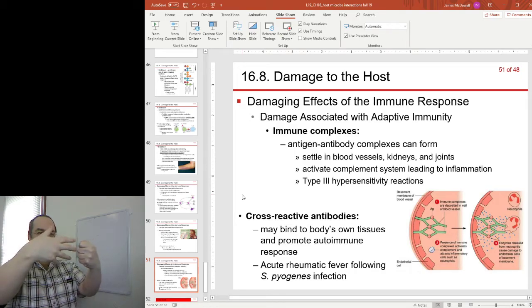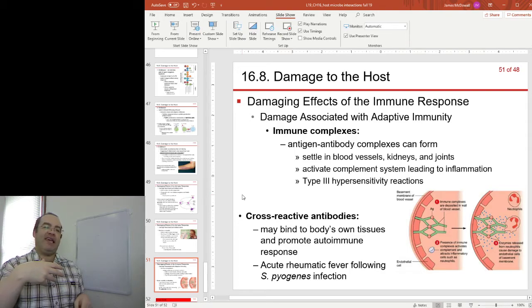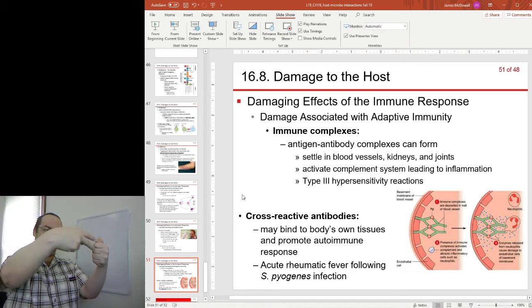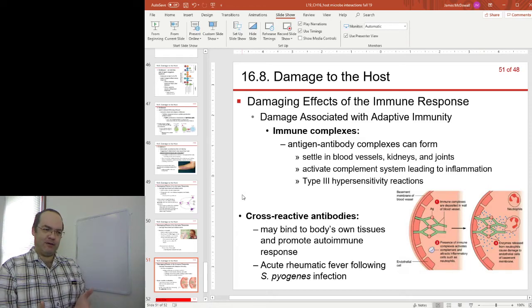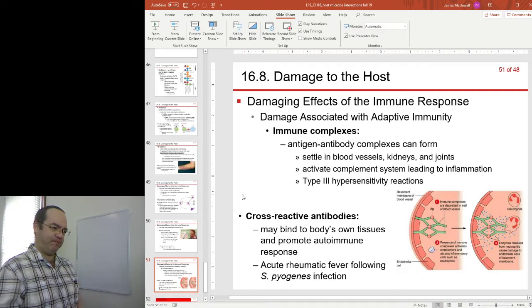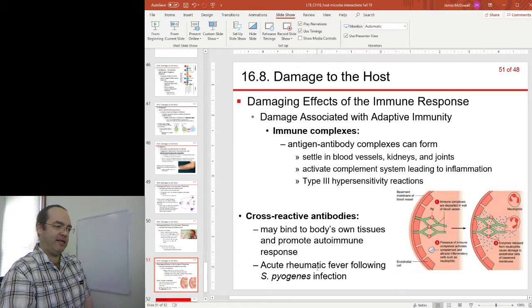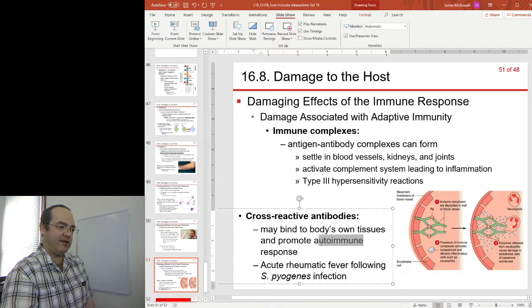It makes the response against the molecules that the bacteria is using for defense, but those molecules are very similar, if not the same, as the molecules that exist in your own tissues. So antibodies against the bacterial version of those molecules will also stick and lead to damage of our own tissues. Acute rheumatic fever following S. pyogenes infections, a variation of autoimmune response.